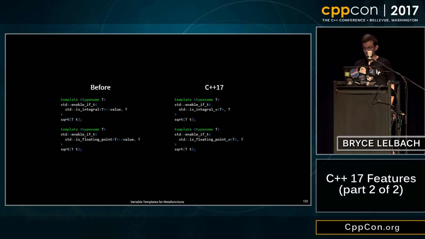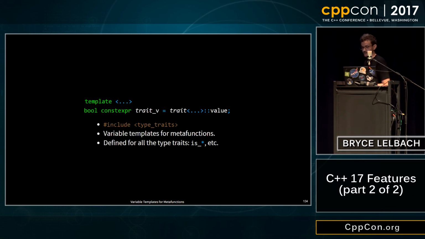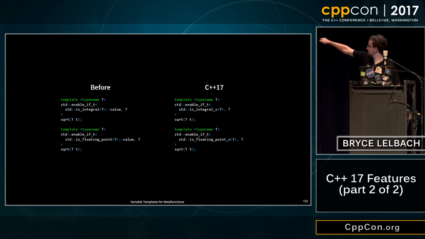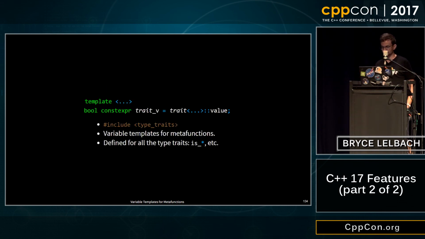All right, variable templates. There are now these _v variable templates for metafunctions. These are defined for all the type traits. So, like right here, instead of writing std::is_integral<T>::value, you can just write std::is_integral_v<T>. It's nice, just a small convenience feature.